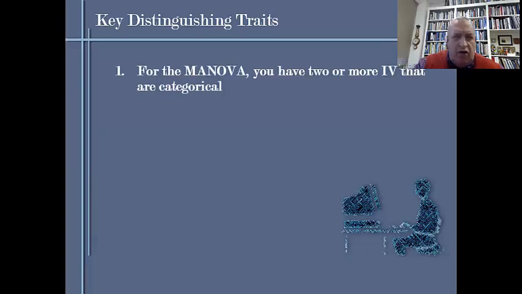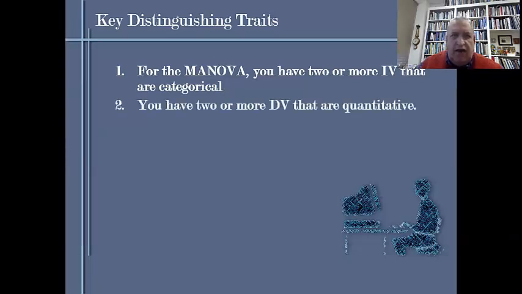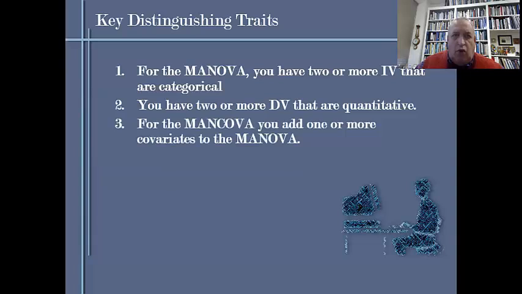For the MANOVA, you have two or more independent variables that are categorical. Now this is very much like the ANOVA in the things that we've been doing, but what's different is that you have two or more dependent variables that are quantitative. And so you see you have more independent variables than one. You have more dependent variables than one. You add one or more covariates to the MANOVA. So you can see how these two build on what we did with the ANOVA and the MANCOVA.